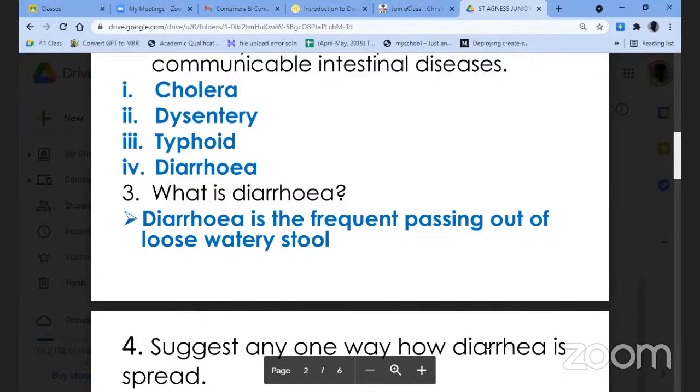Do we have any other answer? There are people who have not put up their hands. We should also pick them. How about Anna? Anna, can you give us another way, apart from drinking contaminated water, apart from eating contaminated food? Yes, Anna.